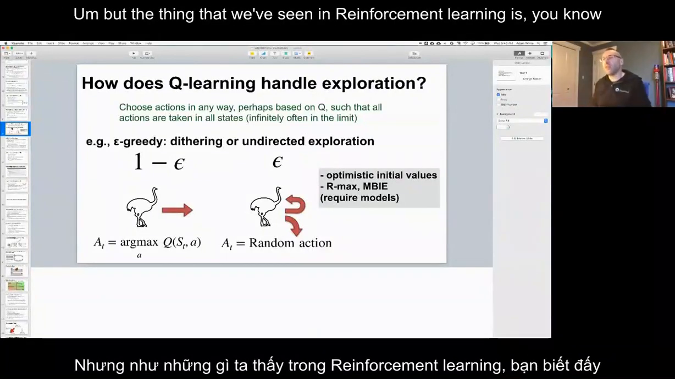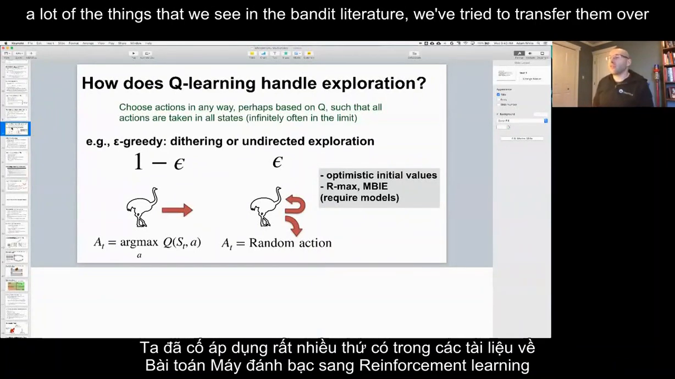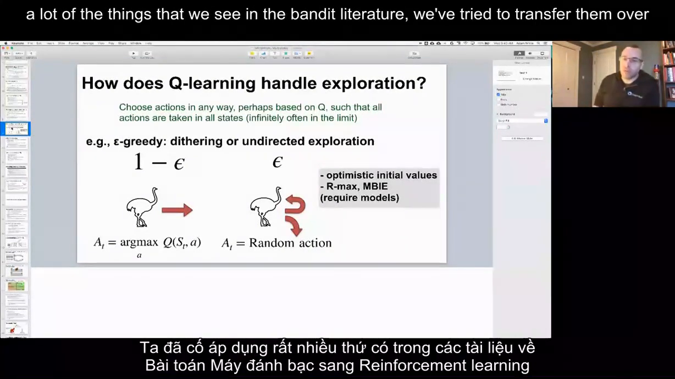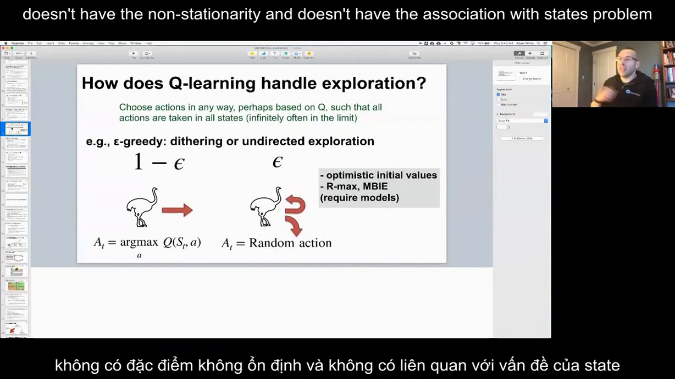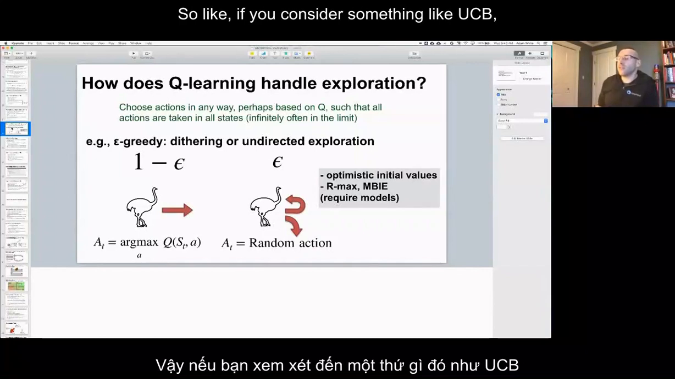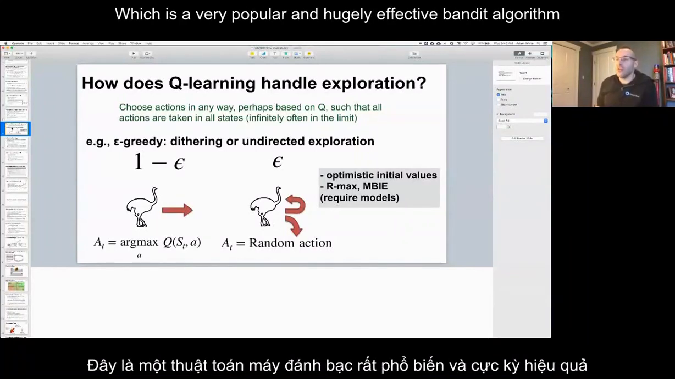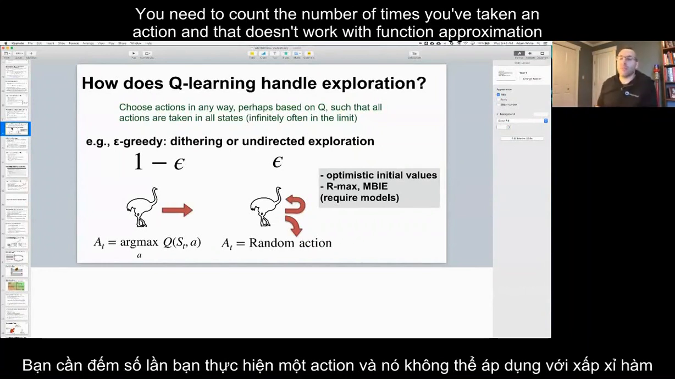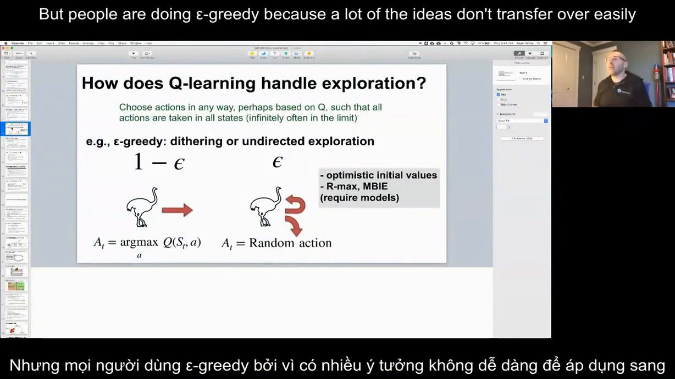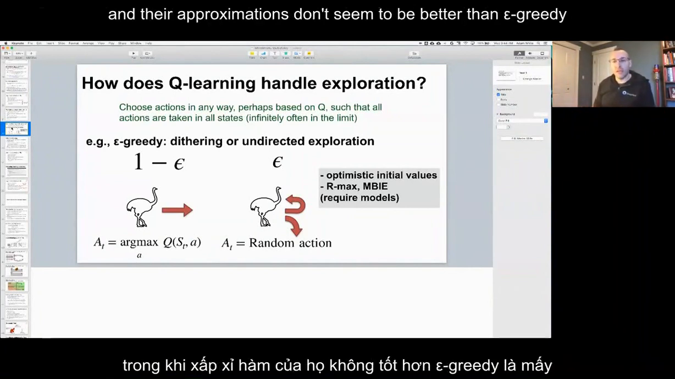But the thing that we've seen in reinforcement learning is that a lot of the things in the bandit literature are difficult to transfer over, because the bandit doesn't have the delayed reward problem, doesn't have the non-stationarity, and doesn't have the association with states problem. Consider something like UCB, a very popular and hugely effective bandit algorithm. It requires counting, right? You need to count the number of times you've taken an action, and that doesn't work with function approximation. So there are ways to approximate that, but people are doing epsilon greedy because a lot of the ideas don't transfer over easily, and their approximations don't seem to be better than epsilon greedy.